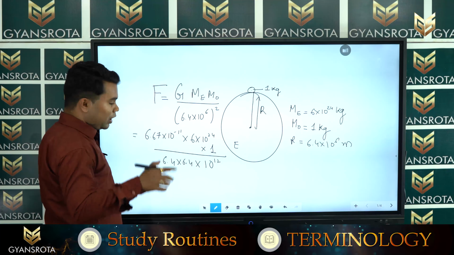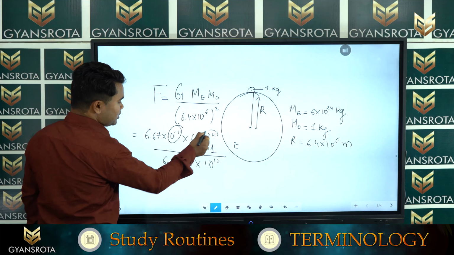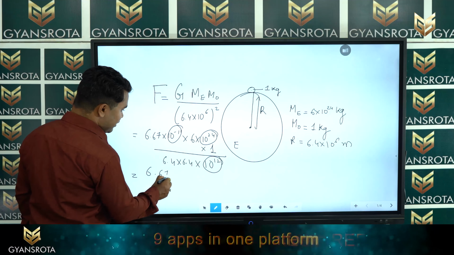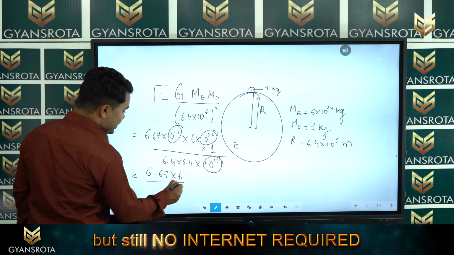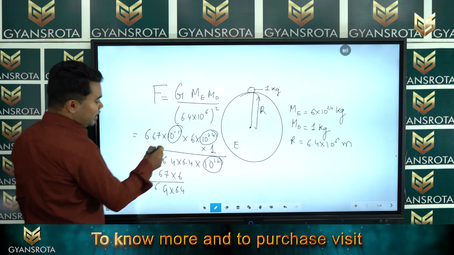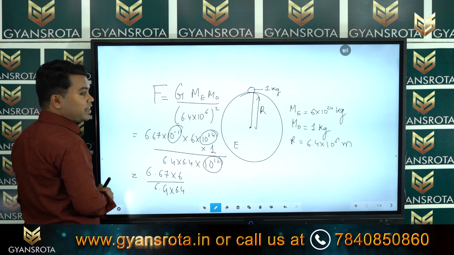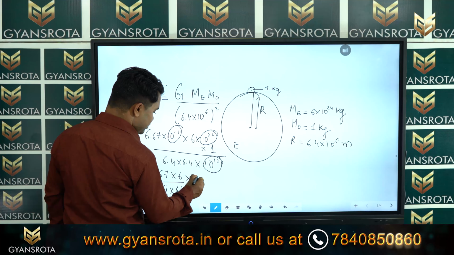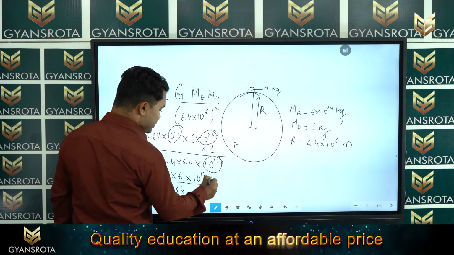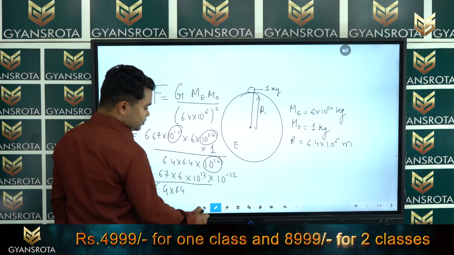One thing let me teach you here which is important: how do you solve the powers part? First you take the number 6.67 into 6 and divide it by 6.4 into 6.4, keeping it as it is. Now the powers are minus 11 and 24. How much will it be? It will be 10 to the power 13. The 10 to the power 12 in the denominator goes up and becomes 10 to the power minus 12. Right.